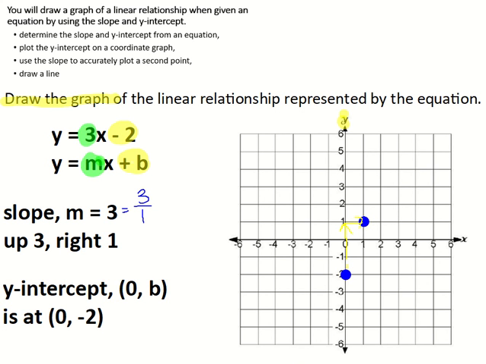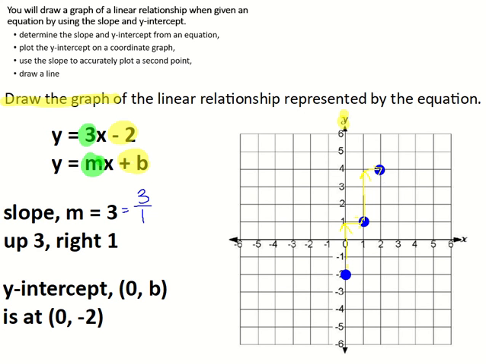If I want to continue finding more points, I would continue moving up 3, right 1 from my point. So I'm going to go up 3 again. Oops, sorry, I want to switch colors there. I'm going to use yellow, because these yellow lines you don't need to draw on your graph. I'm just showing you how I'm getting my next point. So I'm going to go up 3 and right 1. And there would be another point on my graph.